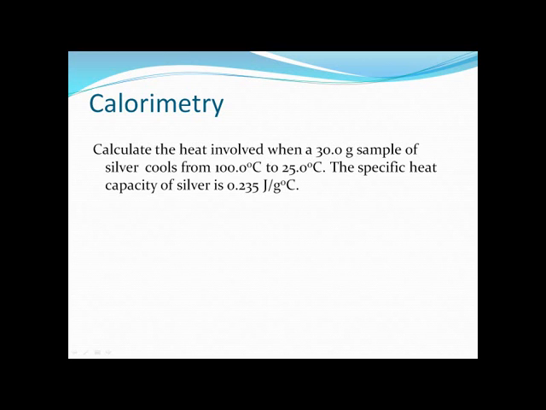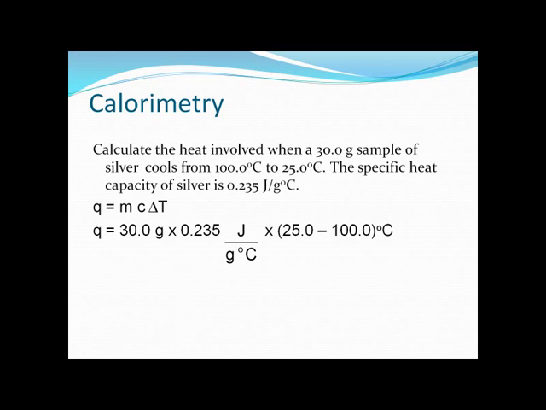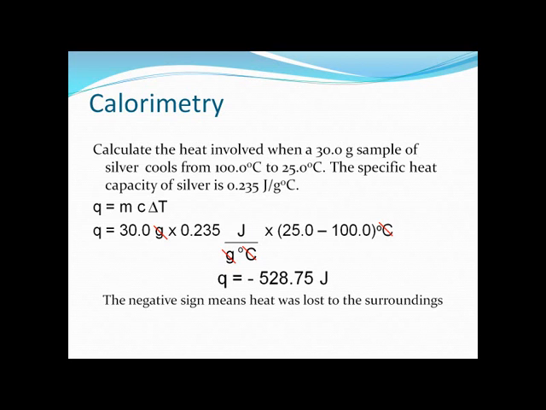So, sample calculation. Calculate the heat involved when a 30-gram sample of silver cools from 100 to 25. The specific heat capacity of silver is 0.235 joules per gram degree C. Well, Q equals MC delta T, and so we end up substituting, doing the calculation, and we determine that the value is negative 528.75 joules. The negative sign means that the heat was lost to the surroundings, and if you do temperature final minus temperature initial, you will notice we have 25 minus 100, or negative 75 is our delta T. That indicates that the heat was lost to the surroundings.